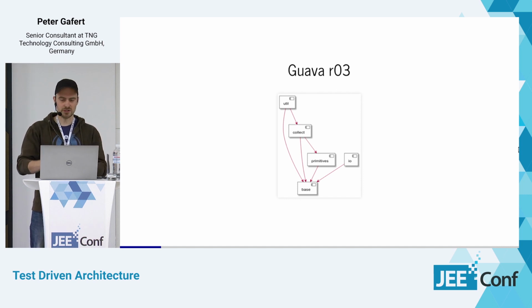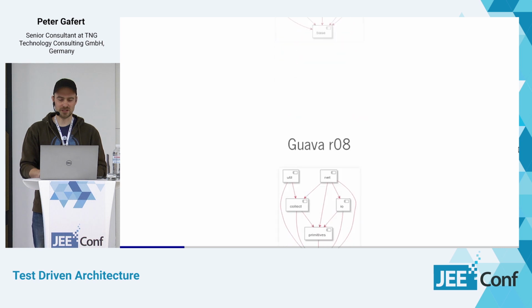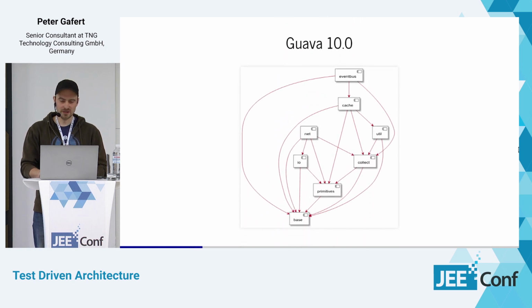So the original Guava R03, the oldest one I could find, pretty much looks like this. So it has a little bit about collection schemes, a little bit about primitives, a little bit about I/O. There's some base that everybody likes a lot. And then it started to evolve, right? So we have different releases, and we see, okay, new stuff is popping up.